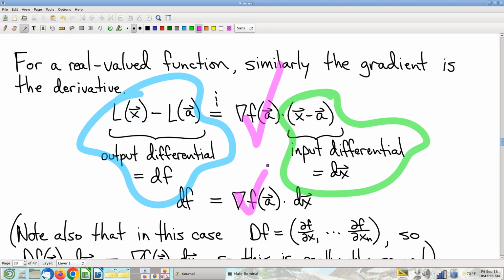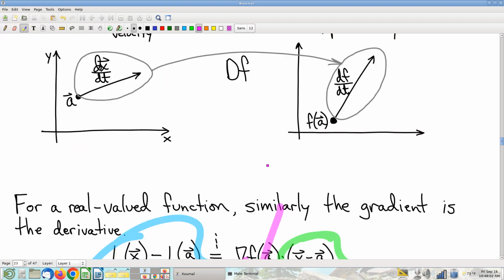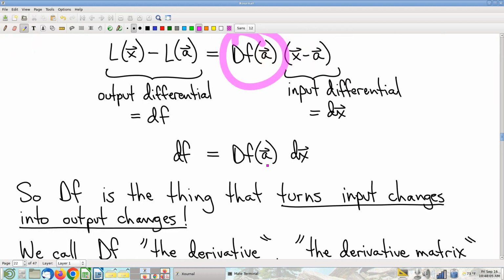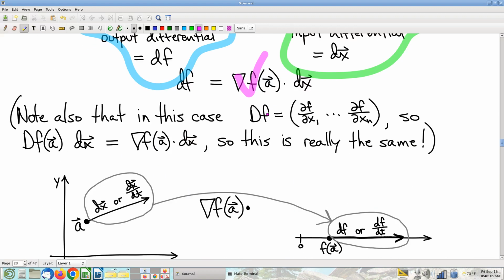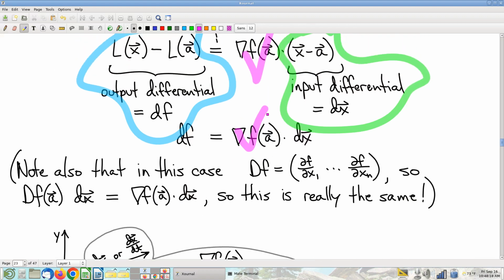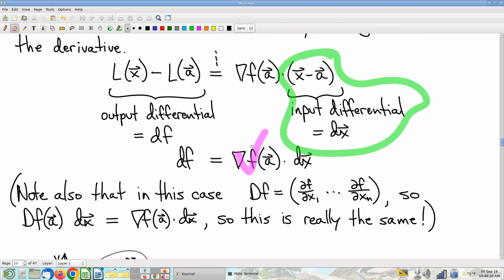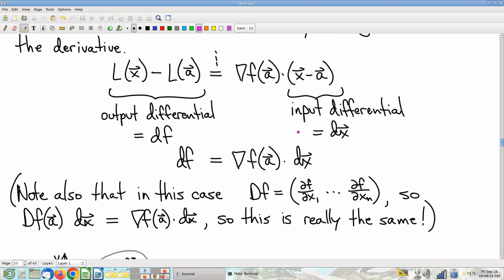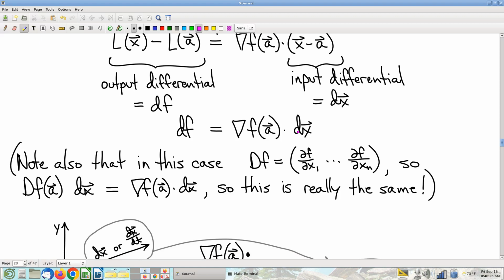And it's tempting to say, then I guess we have two different formulas. For real valued functions, I guess the gradient's the derivative, and for vector valued functions, I guess the derivative matrix is the derivative. Tempting to say it that way. I'm going to point out that they're really the same thing. At least the derivative matrix is the general version. The gradient is really a special case, because here's what the derivative matrix looks like there.